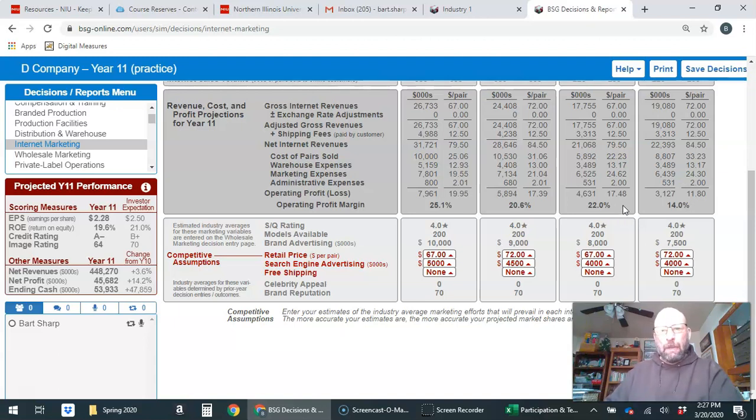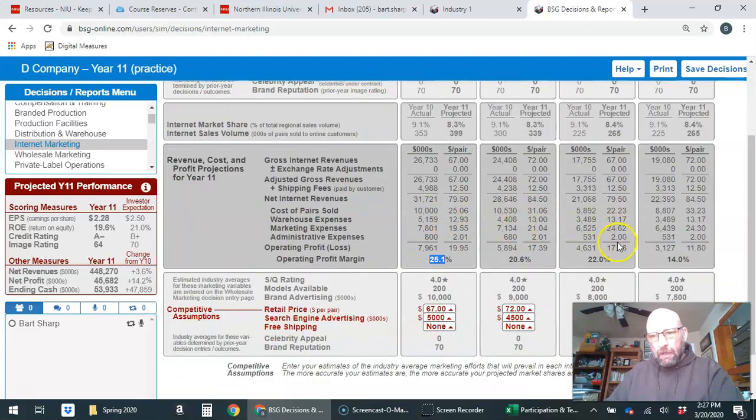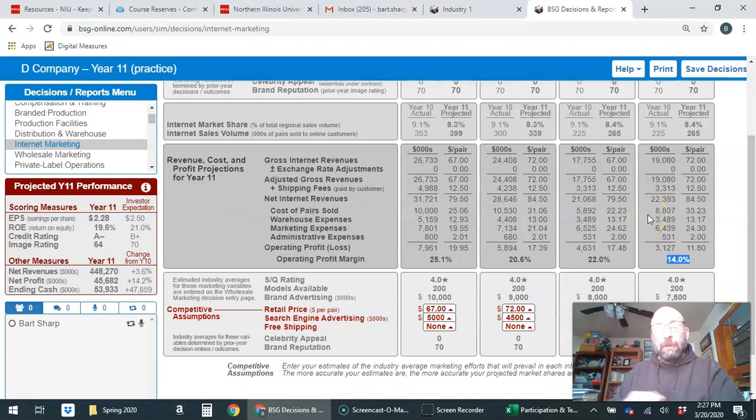Okay, so keep that in mind. Something else that you're going to want to look at, and this is going to be more dramatic in other cases. But right here, I'm seeing a 25% operating margin in North America, and I'm seeing a 14% operating margin in Latin America. Okay, you need to understand why.